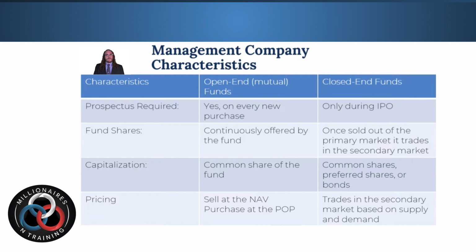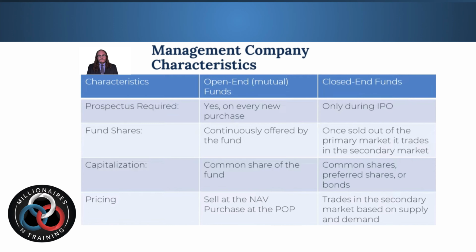The pricing of a mutual fund: we sell at the net asset value, or NAV, which refers to forward pricing. We also buy at the public offering price, or POP. For a closed-end fund, it trades, keyword trades, not redeemed, right? Based on supply and demand for the fund's shares.